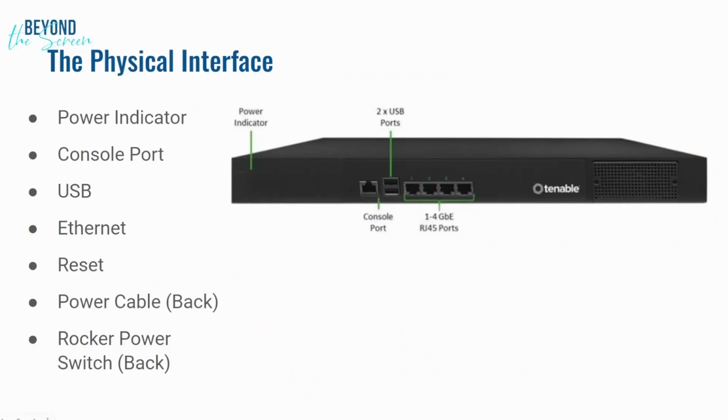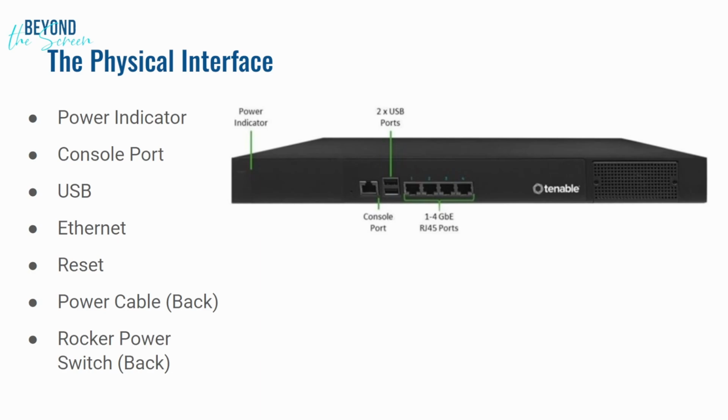So first and foremost, let's talk about what you're going to need and what the physical interface looks like. So the Tenable OT Core Appliance has several ports on the front of it. We'll start from the left and move our way over. The very first thing is you're going to have this really small power indicator light, and that's on the far left. It's at the top front. You'll see where our image there is on the slide.